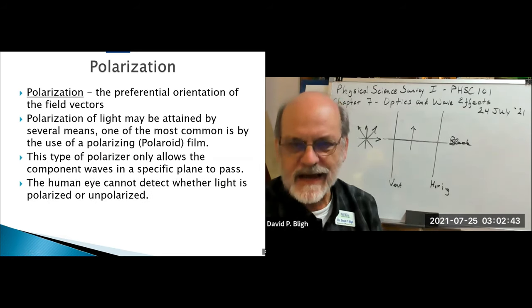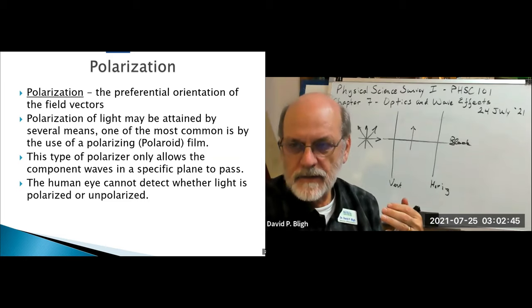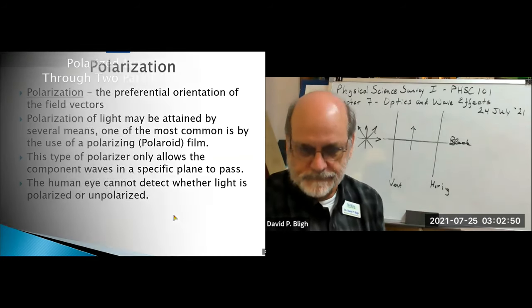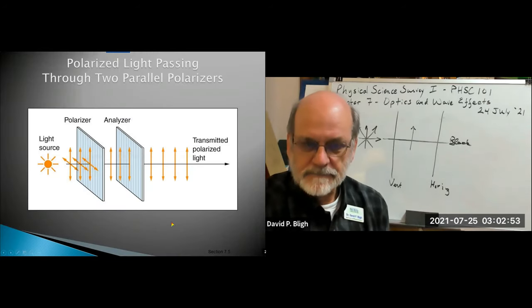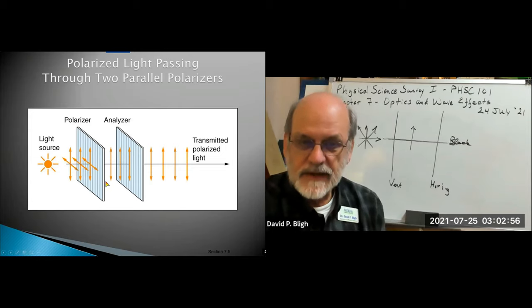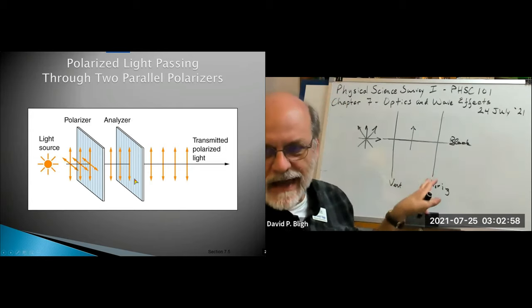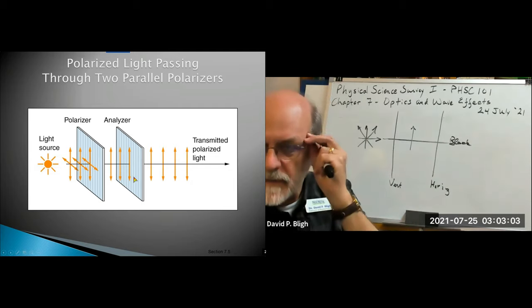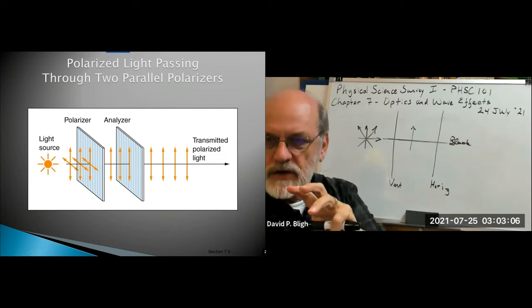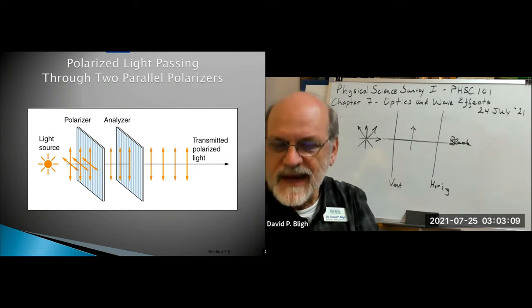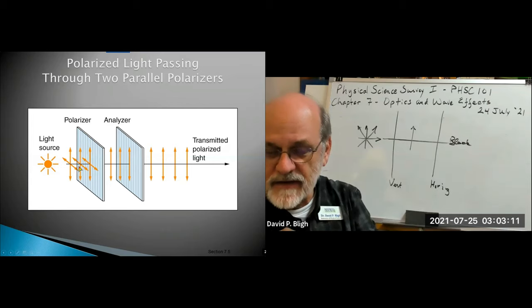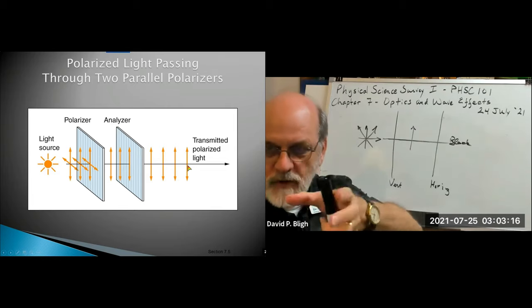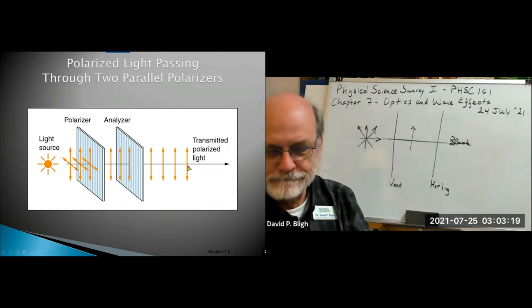Now, the human eye can't detect polarity, polarized light or unpolarized. It's just not built that way. But we do have devices that can do that. In this case, this is the polarizer and this is the analyzer. So this polarizes the light, and this analyzer will tell you whether or not the light can pass. If the analyzer is oriented exactly the same way as the polarizer, then the light will pass. If it's turned right angles, then the light will not pass.